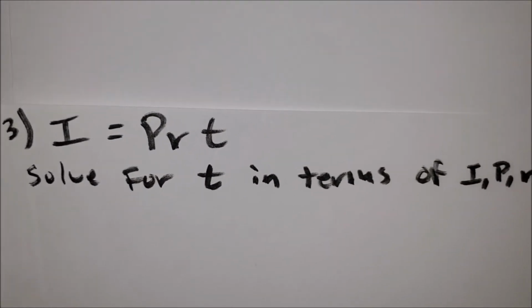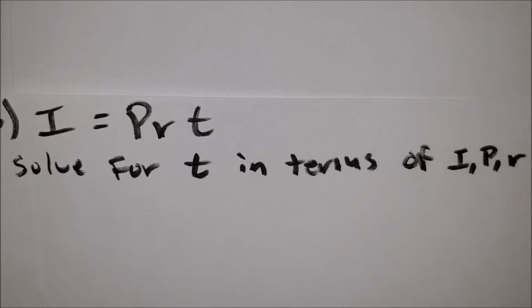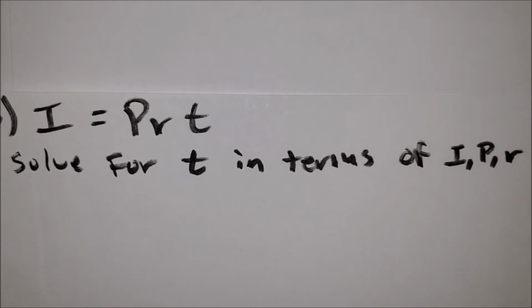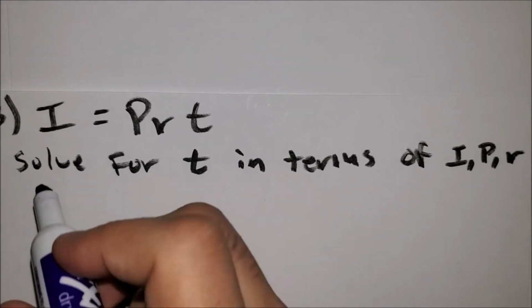So let's look at our interest formula here. I equals PRT, and we're going to solve for T in terms of I, P, and R. Since this is going to be a little bit more complicated, let me go ahead and write all of this out.